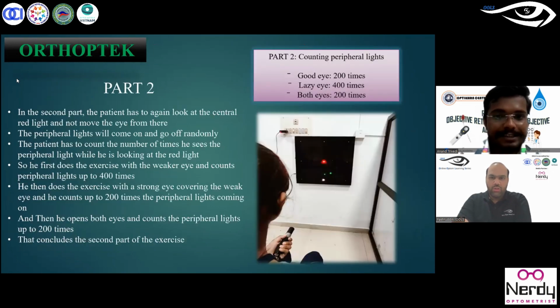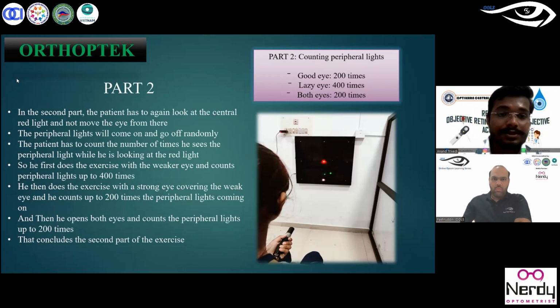Yeah, sure. This is the part two. We are counting the lights, not following the light. So the patient has to again look at the central light and move the eye from there. The peripheral lights will come on and go off randomly. The patient has to count the number of times he sees the peripheral light turn on and off while he is looking at the red light.